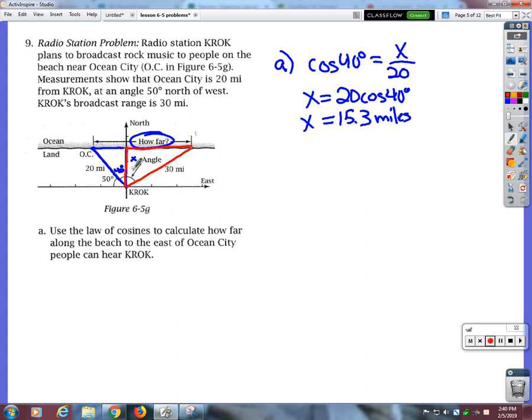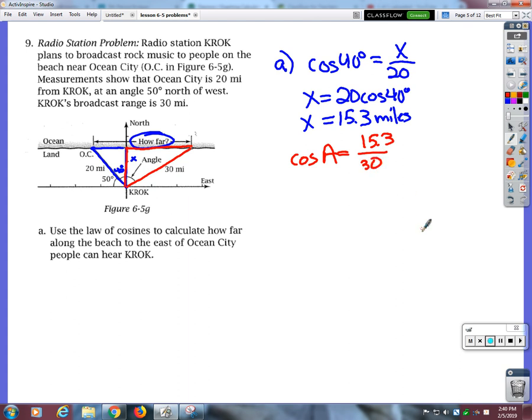Because what is this side relative to this angle? And what is this side relative to that? Okay, who uses adjacent over hypotenuse? Okay, so cosine of that angle is equal to the adjacent side, which we just figured out was 15.3, divided by the hypotenuse, which is 30.